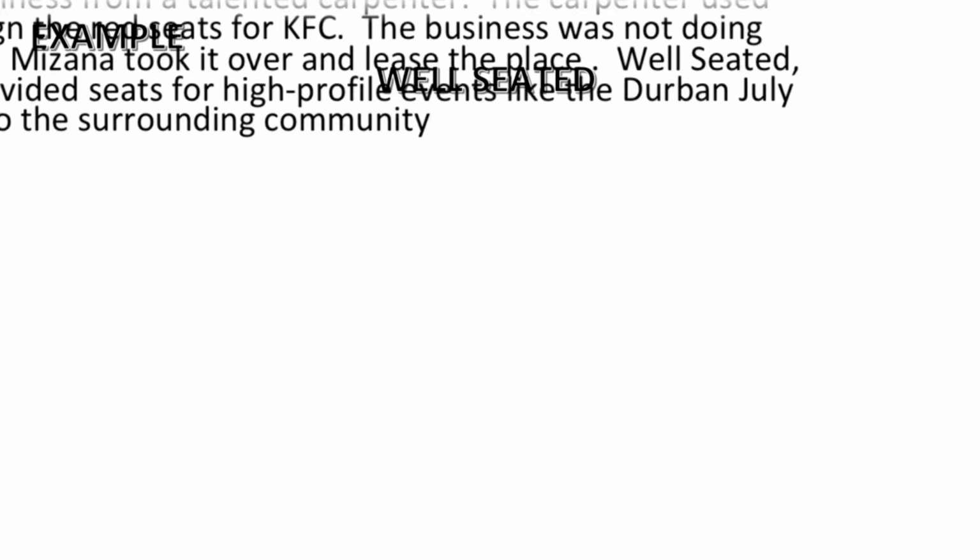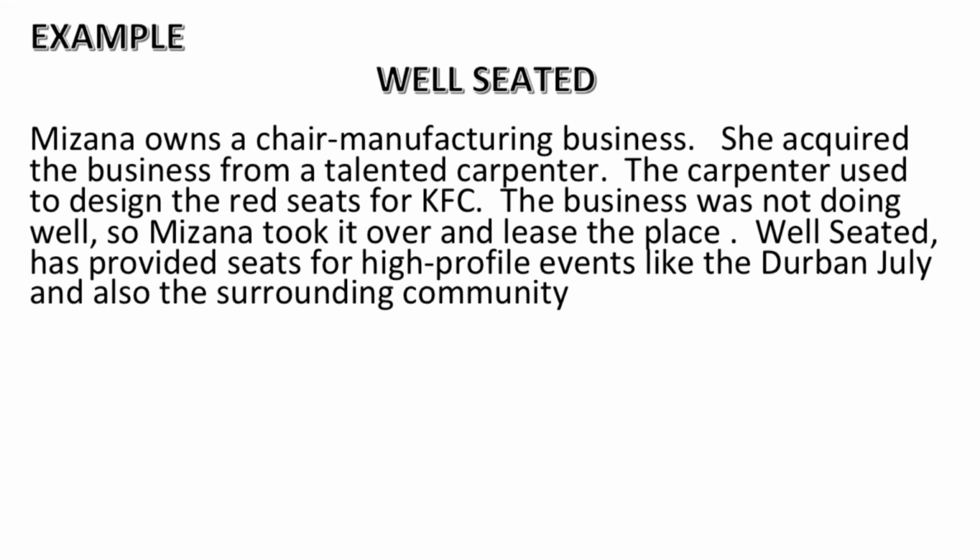Now, let's look at the example. Going back, we look at Well-Seated, which is an organization. Mizana owns a chair manufacturing business. She acquired the business from a talented carpenter. The carpenter used to design a red seat for KFC. The business was not doing well, so Mizana took it over and leased the place. Well-Seated has provided seats for high-profile events like Devon July and also the surrounding community.